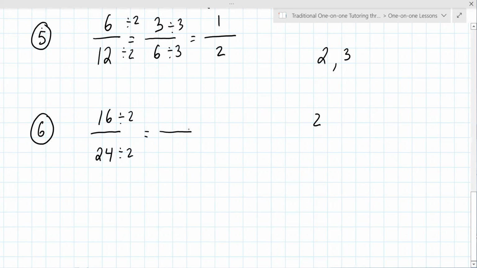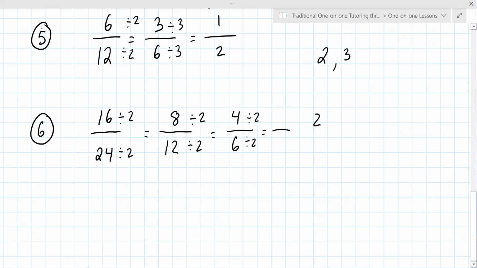Yeah, they do. 16 divided by 2 is 8. 24 divided by 2 is 12. And you always try the number again. You try it until it doesn't work anymore. So I just keep going by 2, because 8 and 12 are both divisible by 2. Yes. And then you try it again. Just like real life. We try something until it doesn't work anymore.